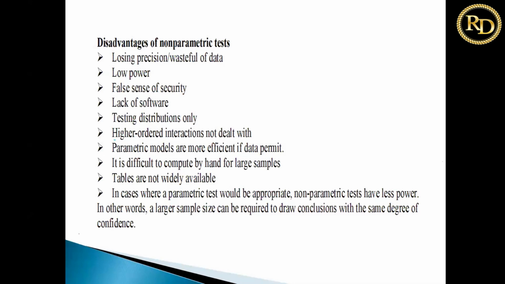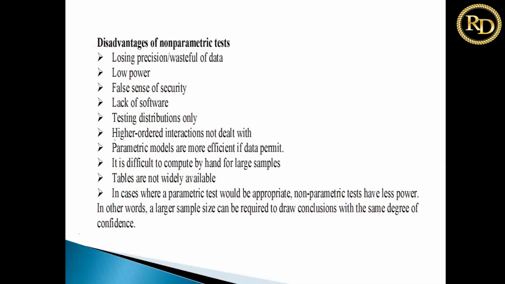Now, if we have some advantages, then on the other hand, we have some disadvantages as well. So these are the disadvantages of the non-parametric test. We lose precision, or waste data, because we are not using the data, we are just using the rank. So we are just wasting the data. Low power: these are not so powerful because we are using only ordinals or ranks of the data. False sense of security: we only feel that we have security, because we have just applied the rank, say 3 to 20 and the 4th to 80, but there is a huge gap between 20 and 80, while there is an equal gap in the ranks 3 and 4.